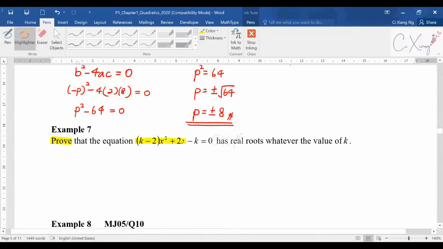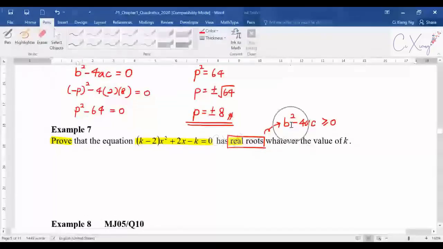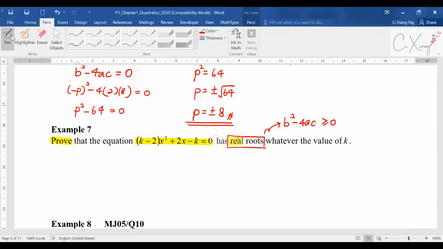So they want you to show that for this equation, it has real roots, whatever the value of k. So you see the keyword real roots here. What's the meaning of real roots? With real roots, you don't know whether they are different or equal. Therefore, the final result you want to prove is that b squared minus 4ac is more than or equal to 0. So at the end of your solution, you have to prove that b squared minus 4ac is greater than or equal to 0. Let us start now.